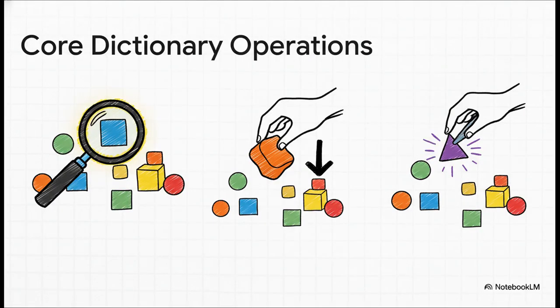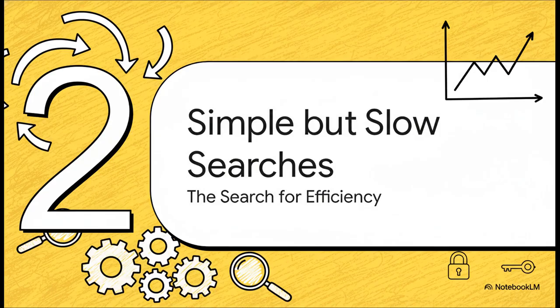Simple as that. So any of these dictionaries needs a few basic tools in its toolkit. You've got to be able to find something with its key, of course. You need to be able to insert a new thing, and you need to be able to remove an old one. These are the core actions, and the whole goal is to make them happen as fast as humanly or, well, digitally possible. All right, so if you were building a system like this from the ground up, how would you do it? Well, the most obvious ideas are usually the simplest, but as we're about to see, they come with a pretty big catch.